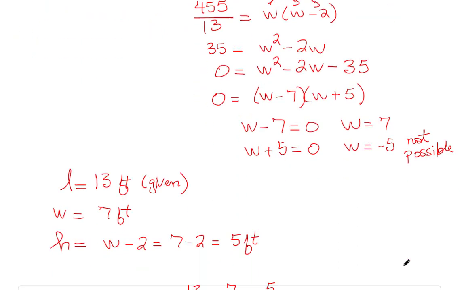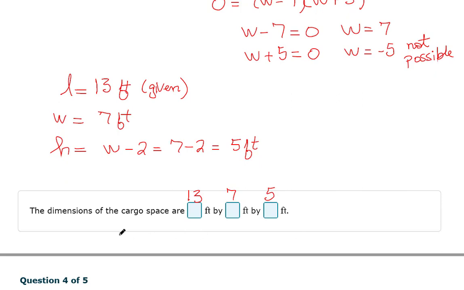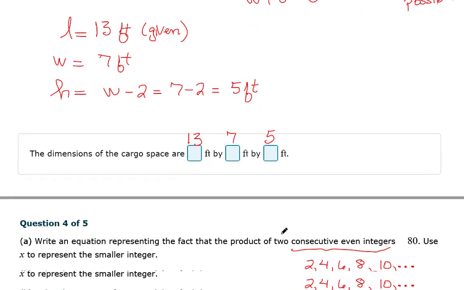So let's see, what do I know? I know that the length is 13, that was given. Width we just found was 7. And the height is 2 feet less, so 7 minus 2 is 5. And you can check that if you multiply these three numbers together, you actually do get 455. And so there's the dimensions of our truck.